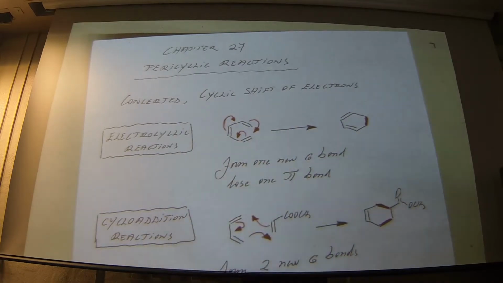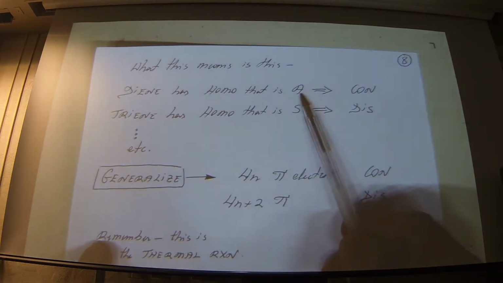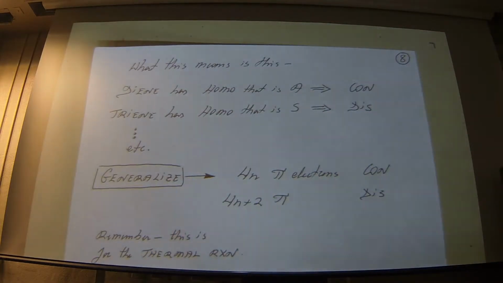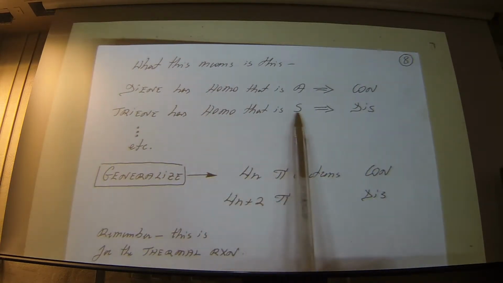However, there are rules that will tell us whether it's a con or a dis. And here's how you do it. For the diene, the highest occupied molecular orbital is antisymmetrical, right? Because it goes symmetrical, antisymmetrical. So the second molecular orbital is the HOMO for the diene. If you have a triene, you have 2 more electrons, and so you have a third molecular orbital. So that goes symmetrical, antisymmetrical, and then the third one is going to be symmetrical again. And so for the triene, the HOMO is S.